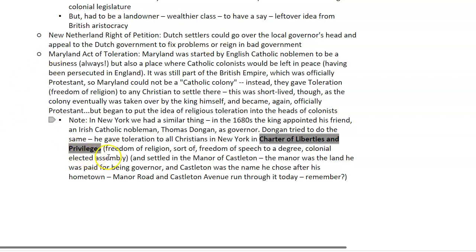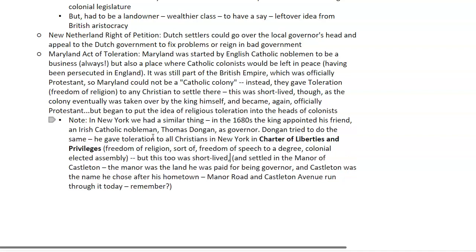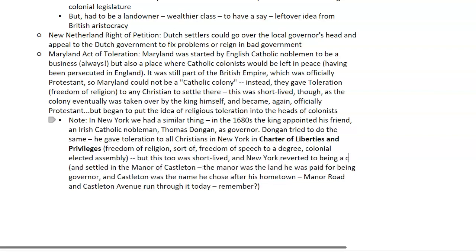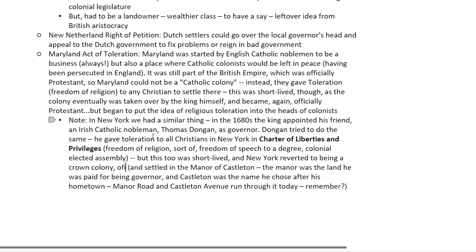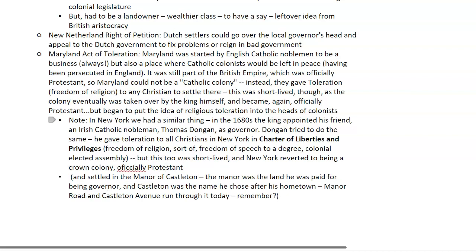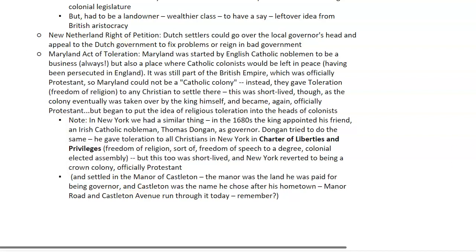But this too was short-lived. And New York reverted to being a crown colony, officially Protestant. So, they tried it. And again, it puts the idea in colonists' heads, even though it's short-lived.